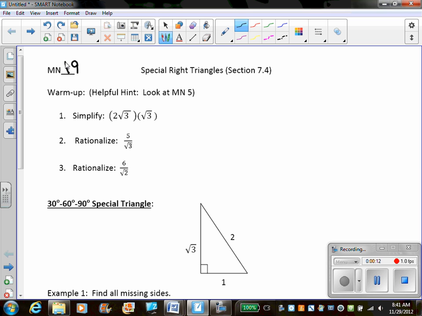We're going to need to make sure that we remember how to simplify radicals or square roots before we get into the special triangles. Helpful hint is that this material in the warm-up is from MN5, and really the best way to do this is to pause this video and try it on your own using that MN5 as a resource, and then restarting the video and seeing if what I do is corresponding with what you're doing. So you want to pause the video right now and try it on your own.